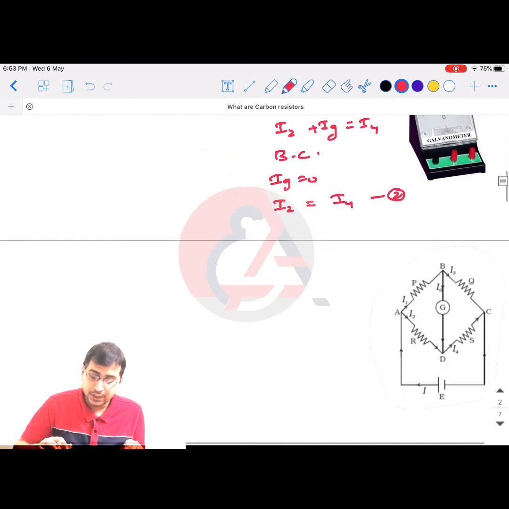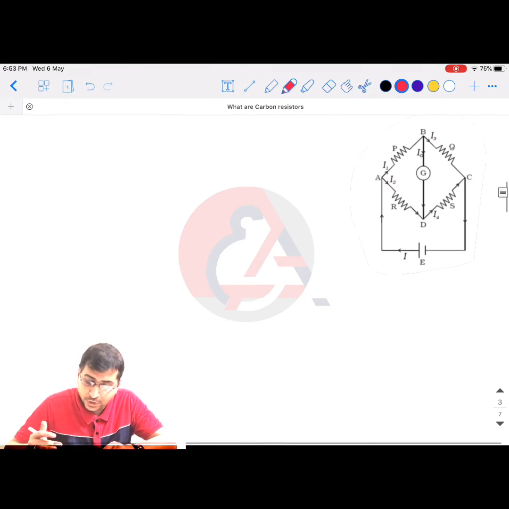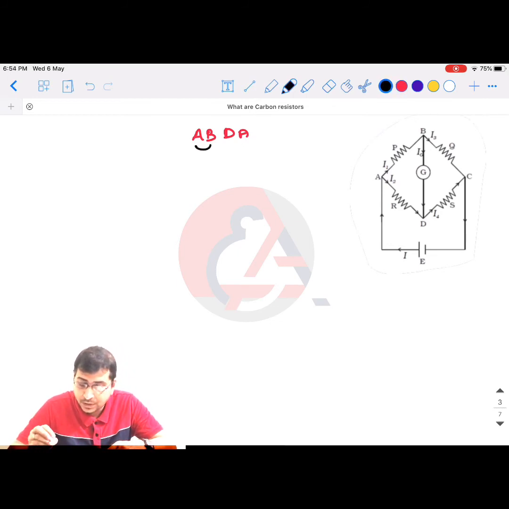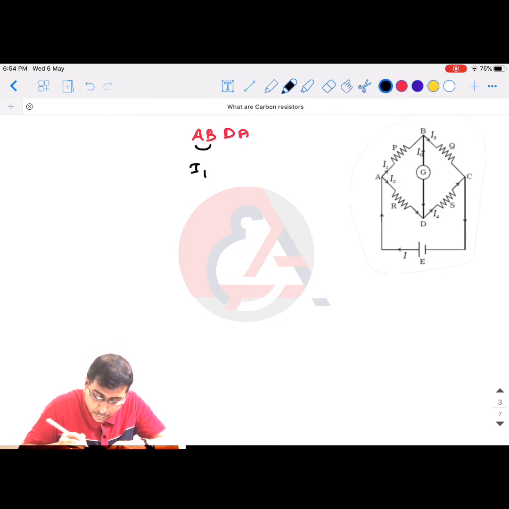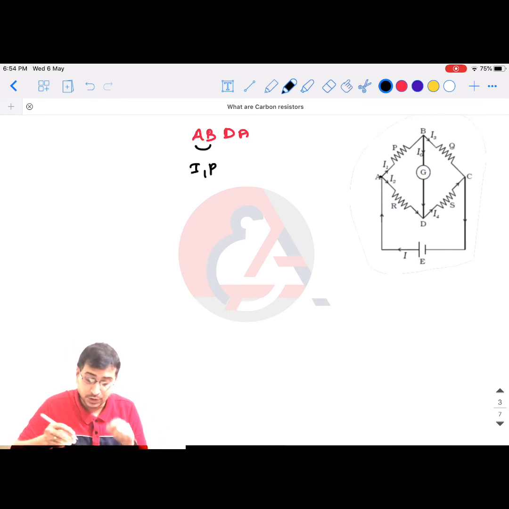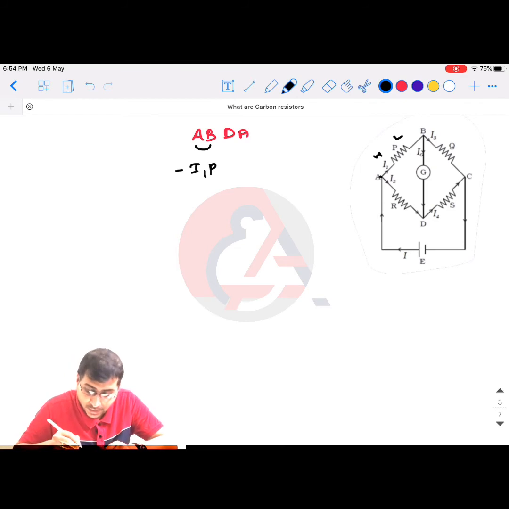Now, we have applied Kirchhoff's current law. Now we will apply Kirchhoff's voltage law. So for voltage law, we need to consider the loops. Let us consider the loop A, B, D and A. If I consider the loop A, B, D, A, when I go from A to B, there is a potential drop of I1 into P. Since when you are going from A to B, you are walking in the direction of current, the potential drop will be negative. Recollect, when you are moving from higher to lower potential, the potential drop will be negative.